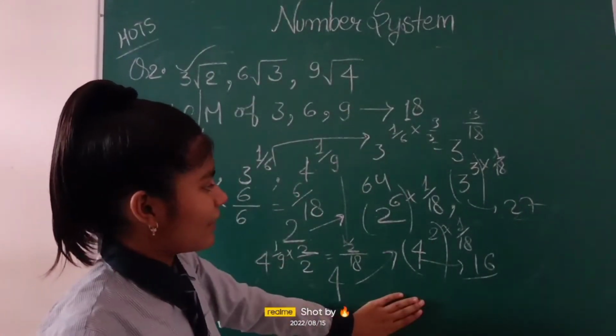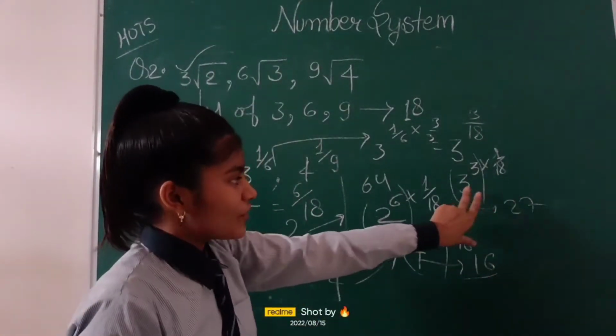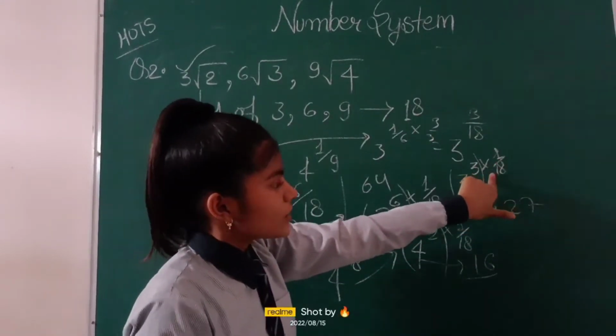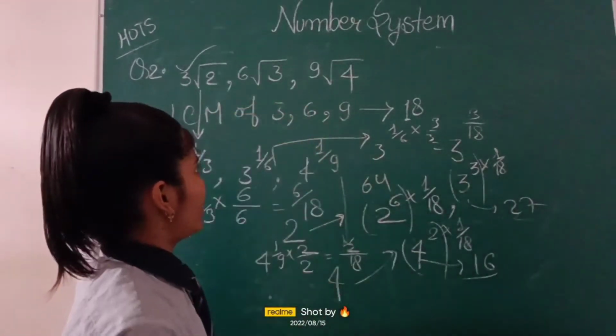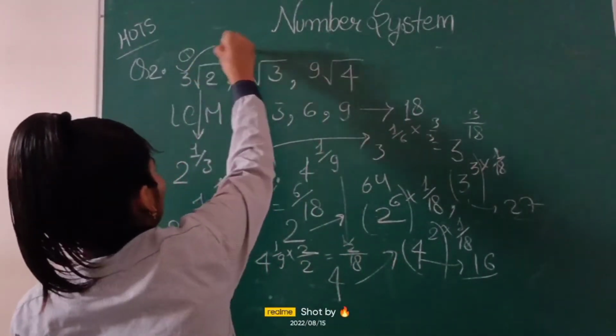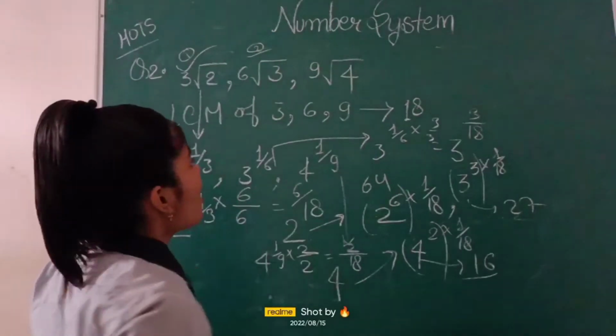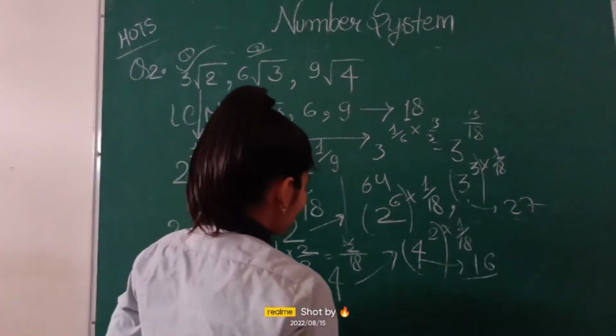Second, the number which is greater is 27, which is 3 raised to the power 3 by 18. Ultimately, the number is 6 under root 3. Means this is the first which is greater, this is second, this is third. Means in ascending order, how will you write?